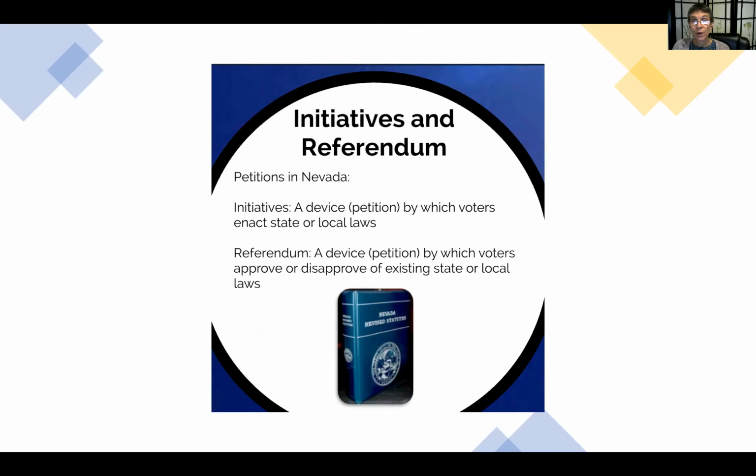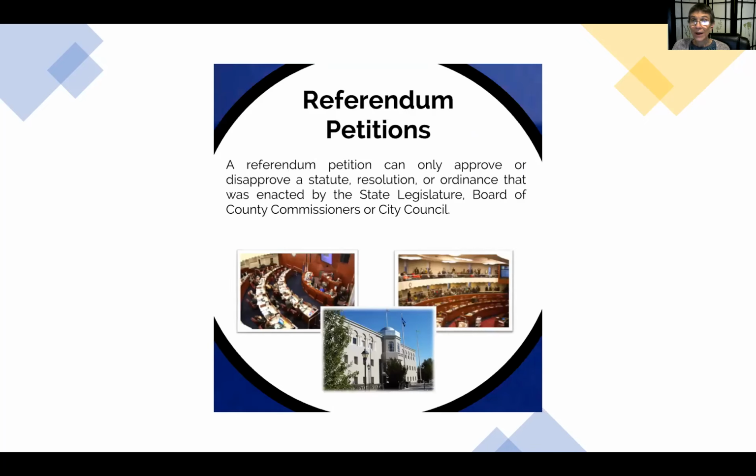So for initiatives and referendum, these are types of petitions in Nevada. An initiative is a device or a petition by which voters enact state laws or local laws. Referendum is a device, a petition, by which voters approve or disapprove of existing state or local laws. A referendum petition can only approve or disapprove a state statute, resolution, or ordinance that was enacted by the state legislature, the Board of County Commissioners, or the City Council.